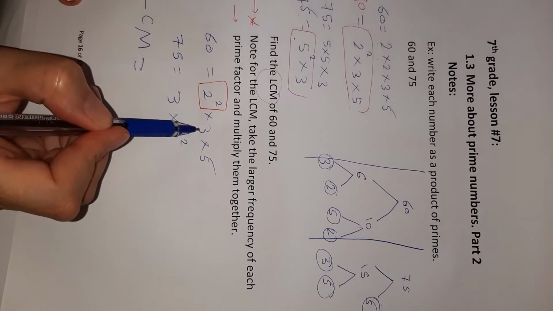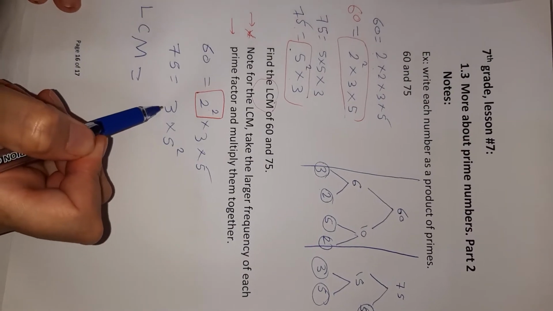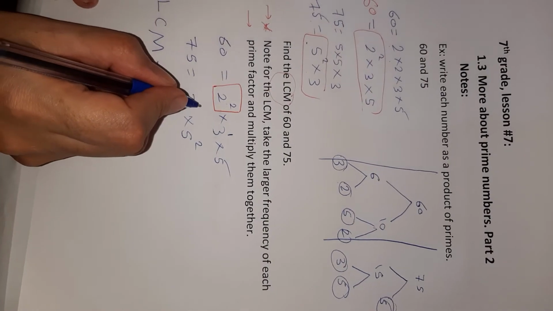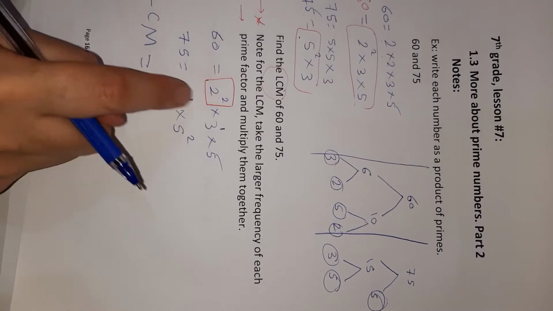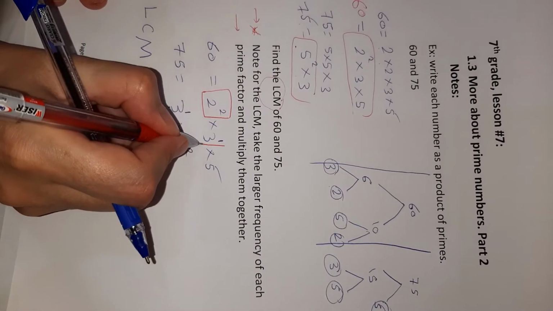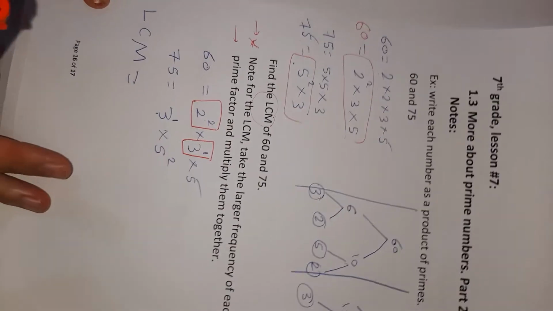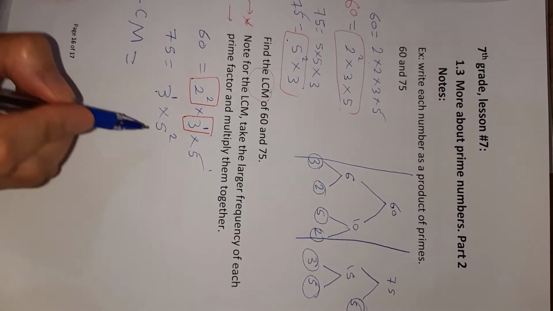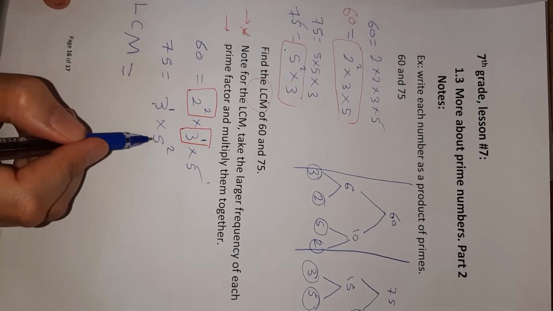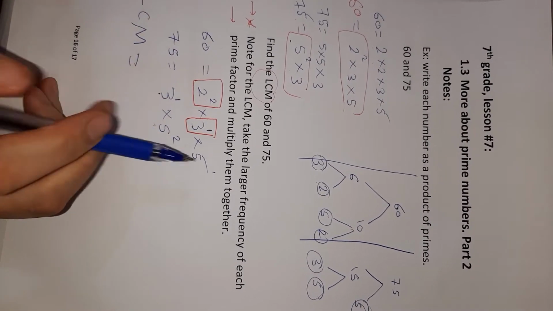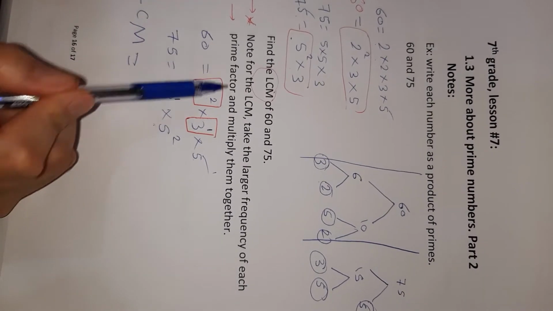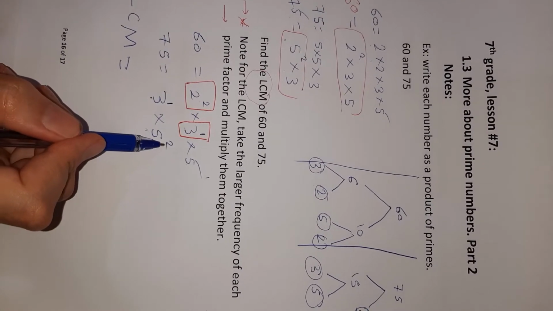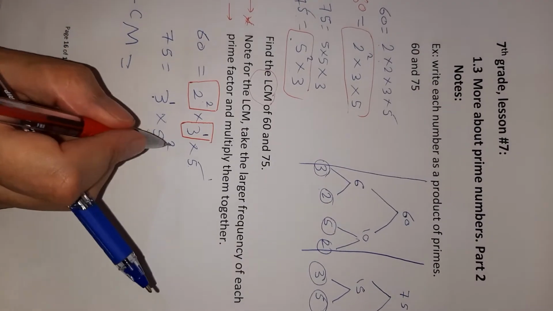Here we have 3 in the first one and 3 in the second one, but its frequency is 1, 3 to the power of 1. Just take one of them, this one or this one, that's up to you. Take 3. Here we have 5 to the power of 1. Here we have 5 squared, two 5s. Take the larger frequency of each prime. 5 squared is larger than 5. The frequency here is 2. Here frequency is 1. So take this one.